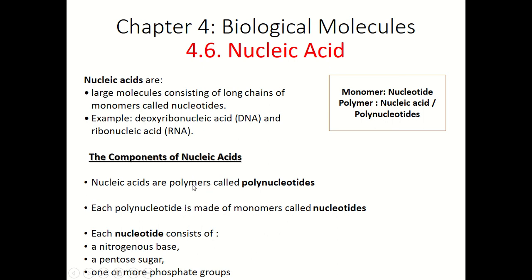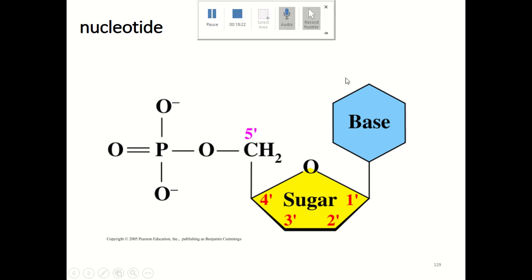So nucleic acids are polymers known as polynucleotides, and each polynucleotide is made of the monomer called nucleotide here. And each nucleotide monomer must consist of a nitrogenous base, a pentose sugar, and one or more phosphate groups. As you can see here, we have the nitrogenous base over here, the pentose sugar, and also we have a phosphate group over here.